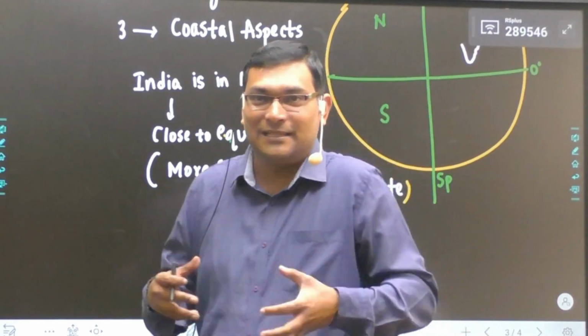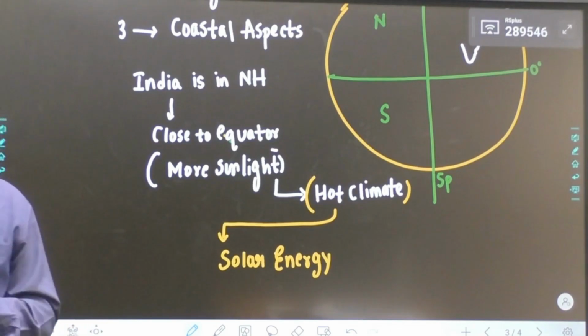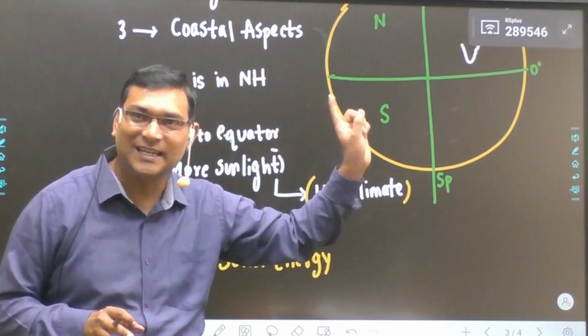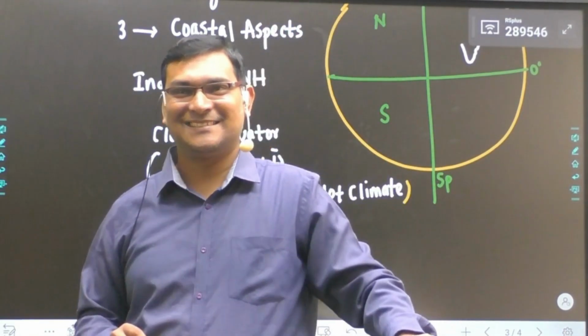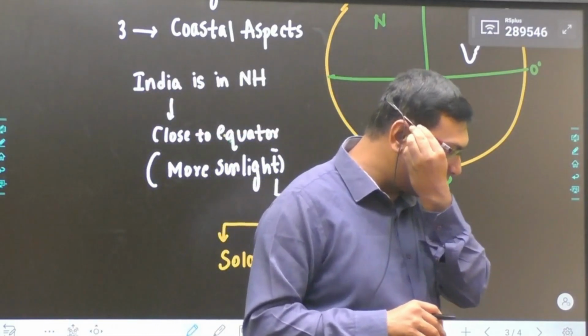What is the significance? See, this is how we have to learn the subject. Significance of it. Look at how we are studying. Okay, significance of India: more sunlight, more hot climate, more solar energy. Yes, right, clear? That is your first thing. That means it is a hot climate.